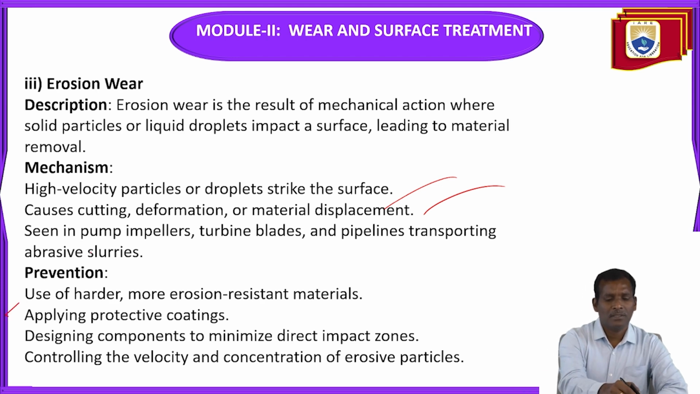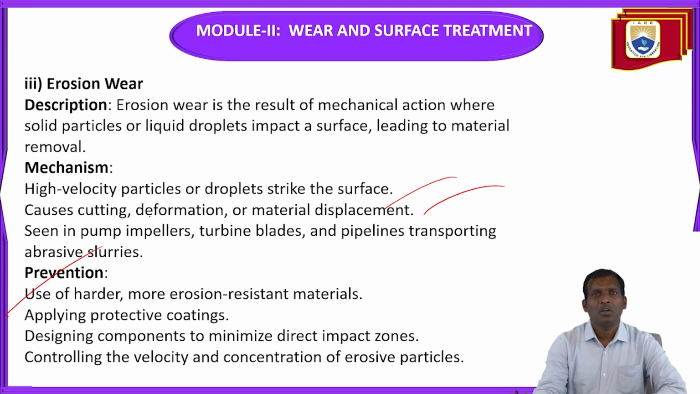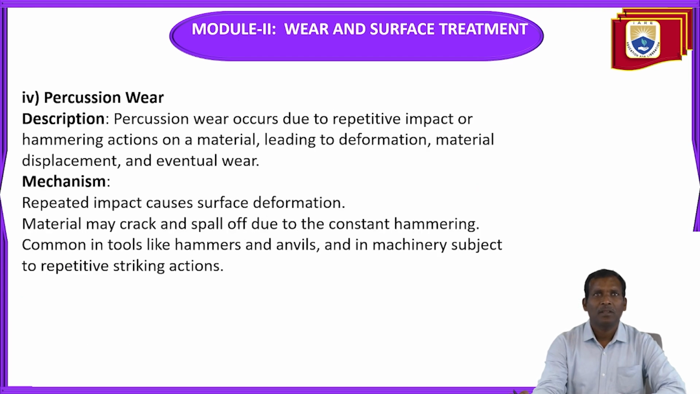Seen in pump impellers, turbine blades, and pipelines transporting abrasive slurries. The prevention is the use of harder, more erosion resistant materials, applying protective coatings, and designing components to minimize the direct impact zone. So these are the prevention methods. You can control the velocity and the concentration of erosive particles. You can minimize it by using all these prevention methods. You can control the erosion wear.